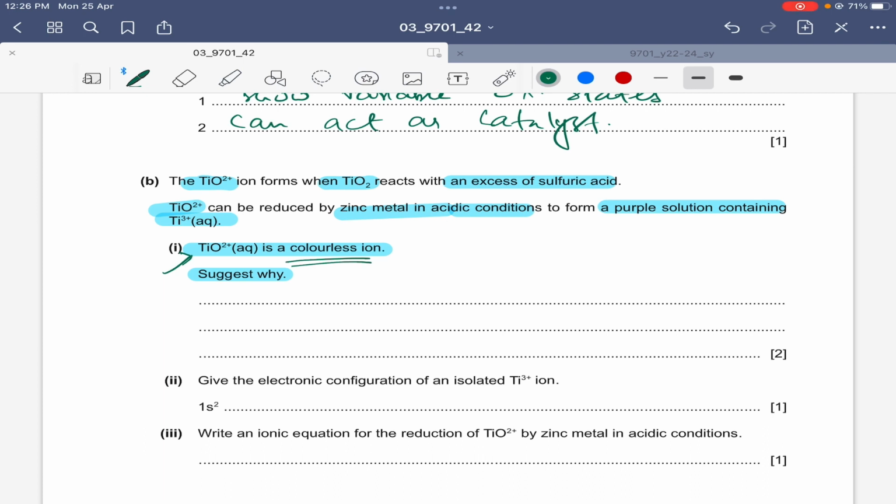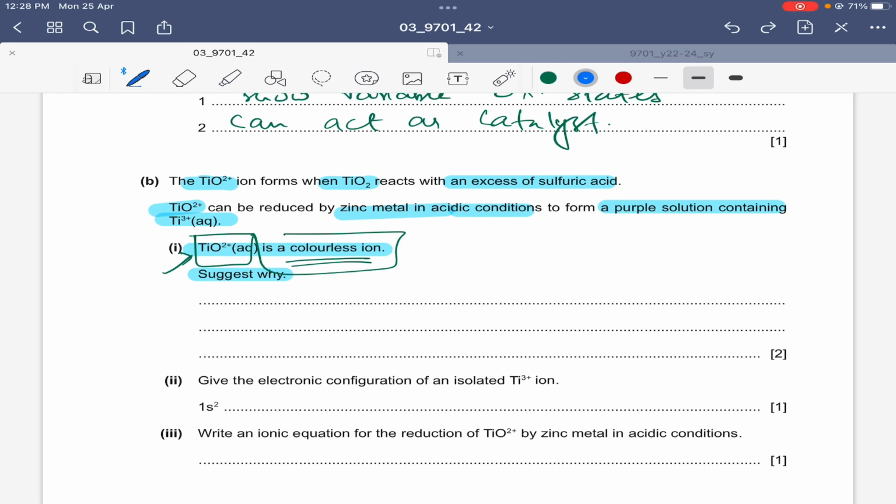Now the color theory is that when a transition element forms a complex, its degeneracy breaks, and the d orbitals have an energy difference which lies in the visible region. So when light falls, some of the energy would be absorbed by the lower energy level electron for the jump, and the rest of the energy would be transmitted, and that transmitted light gives the color to the solution. But here in TiO2 plus, they're saying that it is a colorless ion, right? It is a colorless ion.